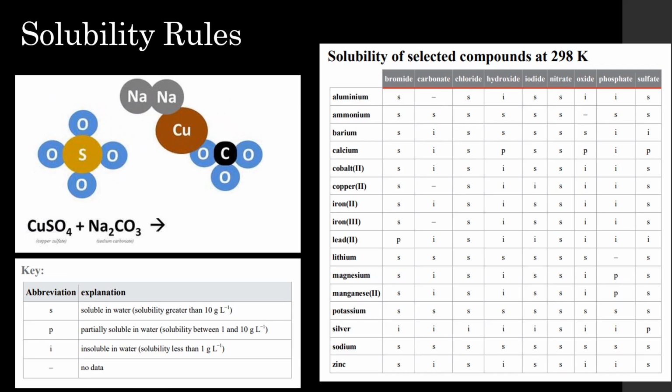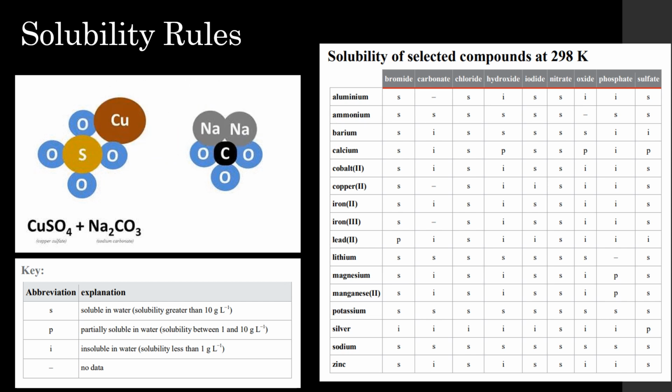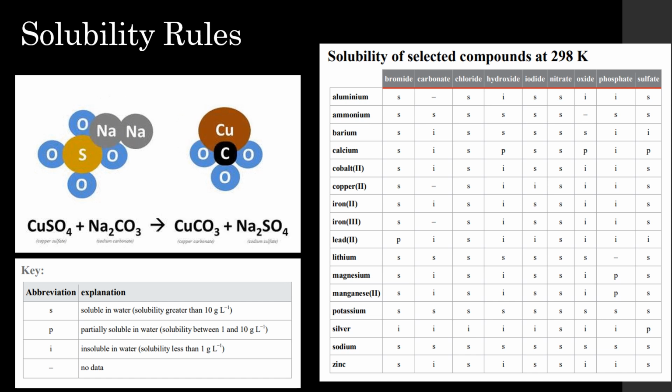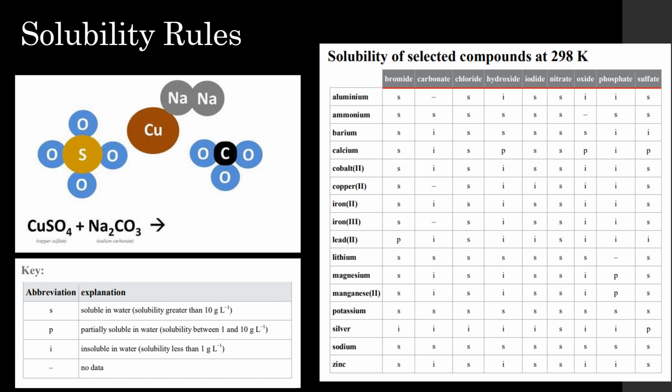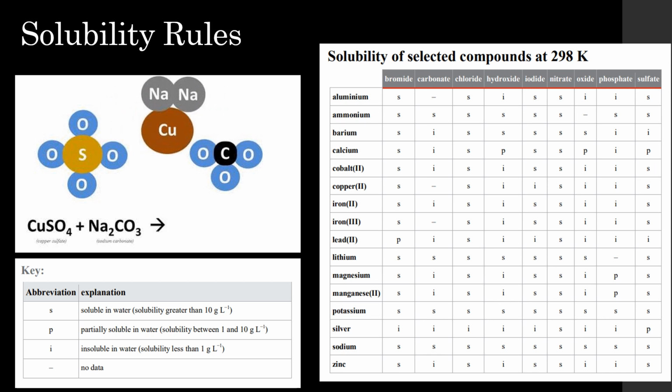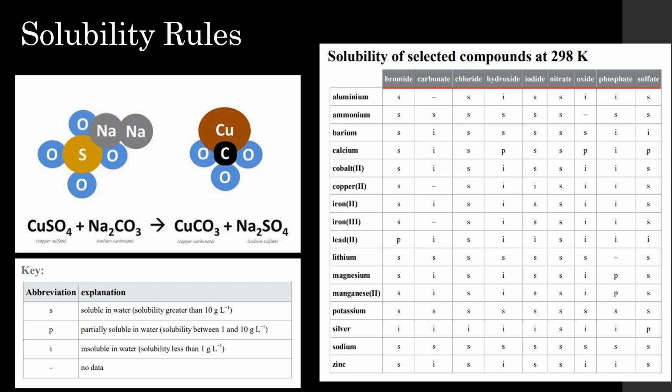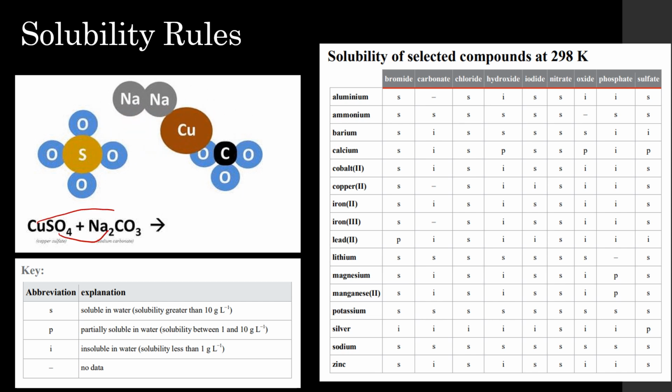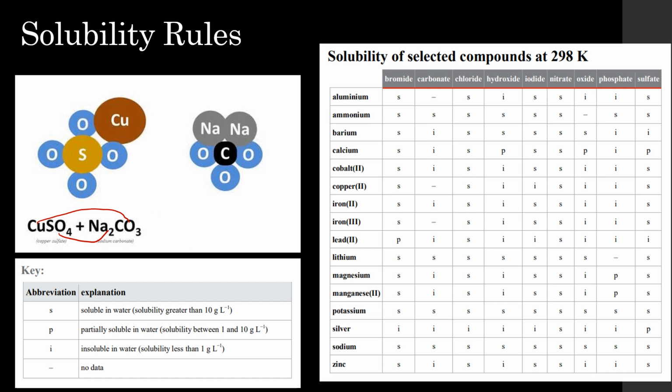So if I want to predict what is going to be soluble or insoluble, we can use solubility rules. And so what I've done is got the solubility rules out of your data book. And so let's try and predict what is going to be soluble here and insoluble. So we're mixing copper sulfate and sodium carbonate. So we're going to make, what do we need to think? Okay, let's draw a line between those and draw a line between those. We always put the positive one first, the most positive. So we're going to make copper carbonate and sodium sulfate.